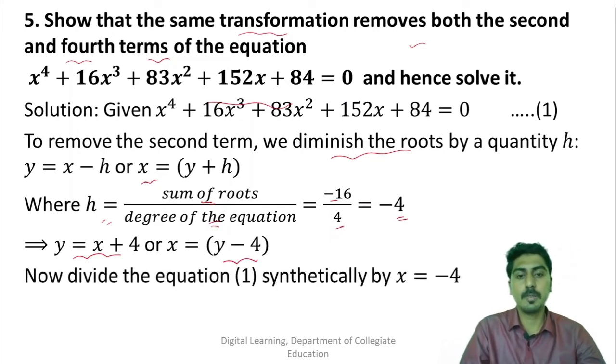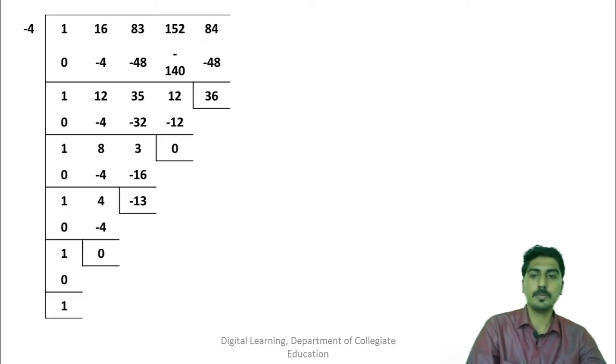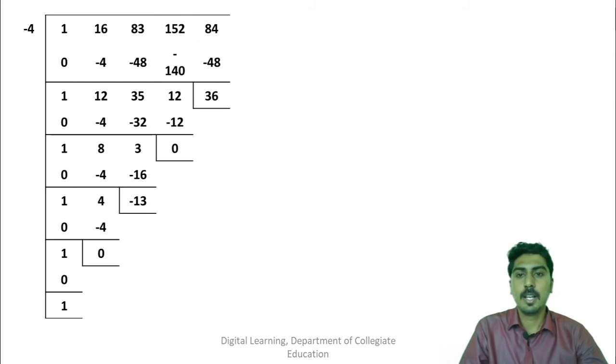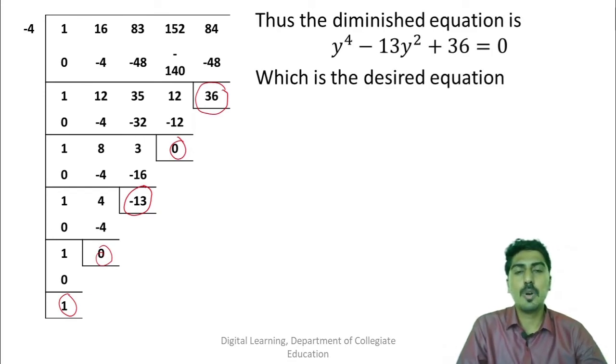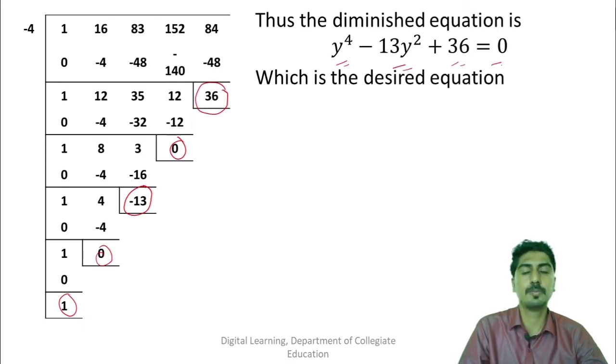To use synthetic division, we divide the coefficients by x equal to minus 4. I get the remainders as 36, 0, minus 13, 0 and 1. I get the transformed equation as y power 4 minus 13y square plus 36 equal to 0. This is the required equation in which the second term is absent and the fourth term is absent.